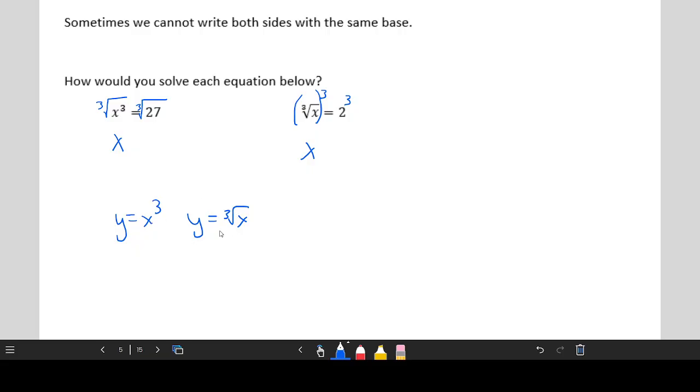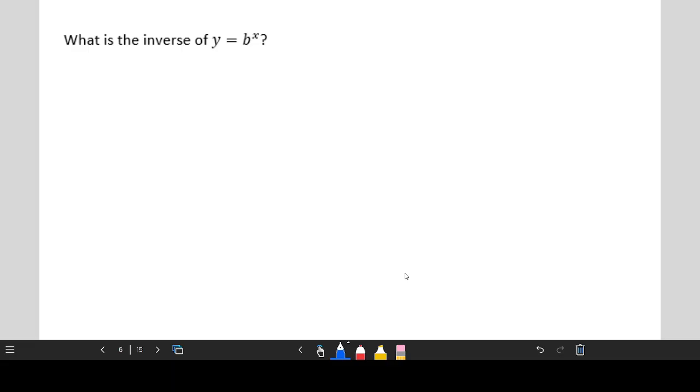So that same strategy is what we're going to do when we need to solve an exponential equation and we can't rewrite both sides the way we were just doing. The inverse function of b to the x is the function log base b of x. So we're going to apply the inverse function to both sides if we can't do the method that we just did before.